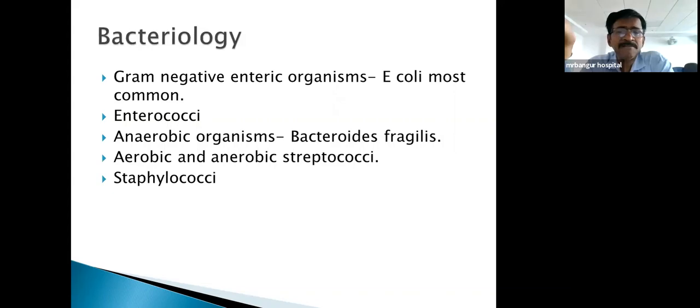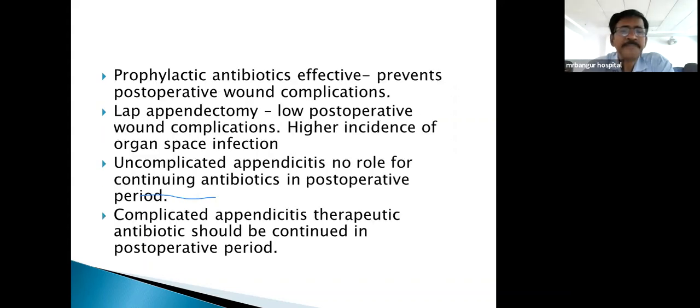And as in other cases of GI infection, it contains almost all the gut organisms like E. coli, other enterococci, the bacteroides, and the anaerobic streptococci and staphylococci. Prophylactic antibiotic in patients who are undergoing surgery for acute appendicitis reduces the surgical site infection. In lap appendectomy, although there is less incidence of post-wound infections, there is higher incidence of organ-space infection. Some of these patients may have intra-abdominal abscess following lap appendectomy.